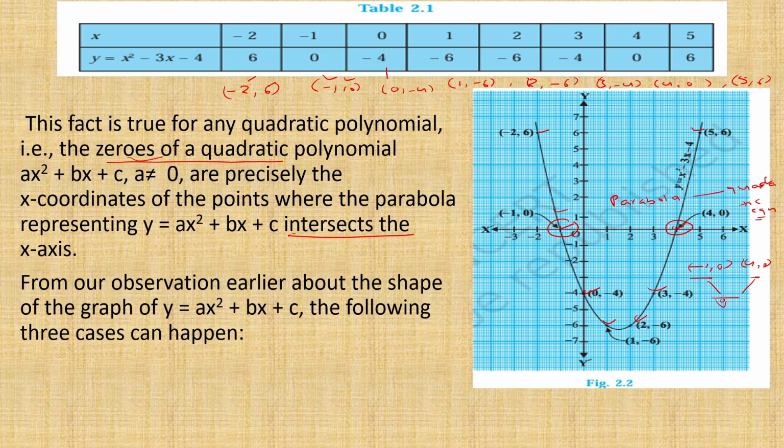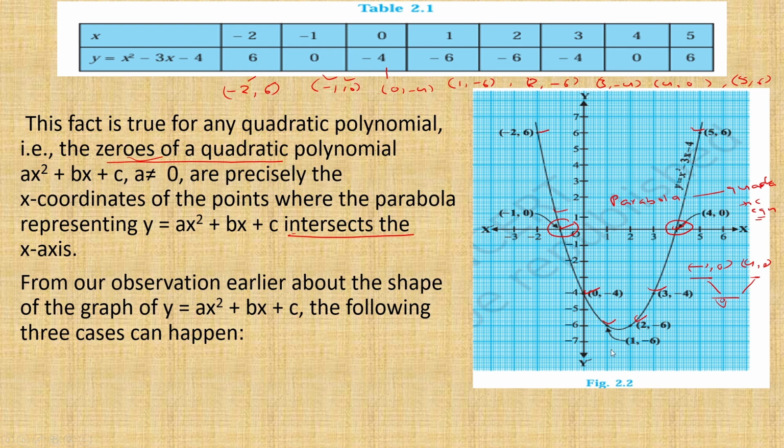From our earlier observation about the shape of the graph y is equal to ax square plus bx plus c, the following 3 cases can happen. Okay, what we have seen is that the shape of the graph is like a parabola, and what are the possibilities of these parabolas?